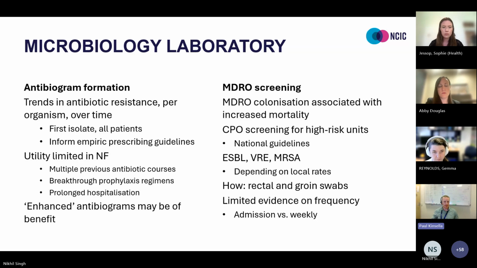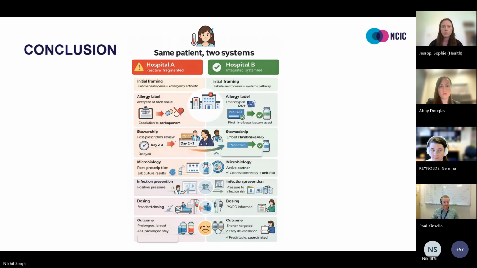We know that patients who are colonized with MDROs have a much higher rate of mortality, and so we formulated some guidelines around what we should screen for and when and how, essentially giving sort of a hierarchy to the different infectious or multi-drug resistant organisms, while at the same time trying to balance the increased resources of both screening and isolation. And so we might move on to the next slide then.